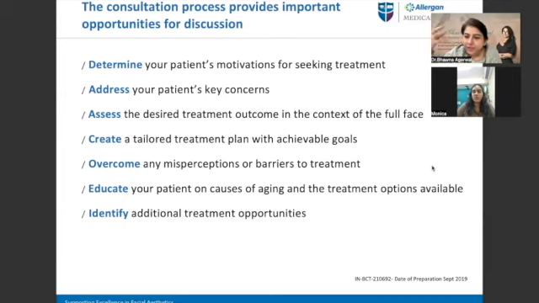Because the more clarity you have into the insights of your patient's concern, the more you will be able to deal with the results in a better way.